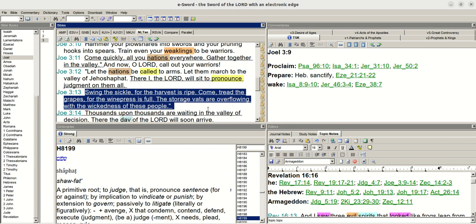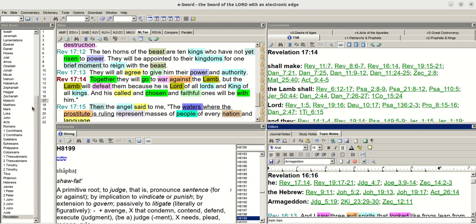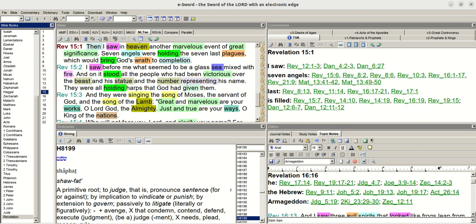The judgment. People are judged. There's a separation between the good and the evil. The good are saved for eternity. The evil are condemned for eternity. And we saw that when we look back at Revelation 15. "Then I saw in heaven another marvelous, great significance, 7 angels holding the last 7 plagues."